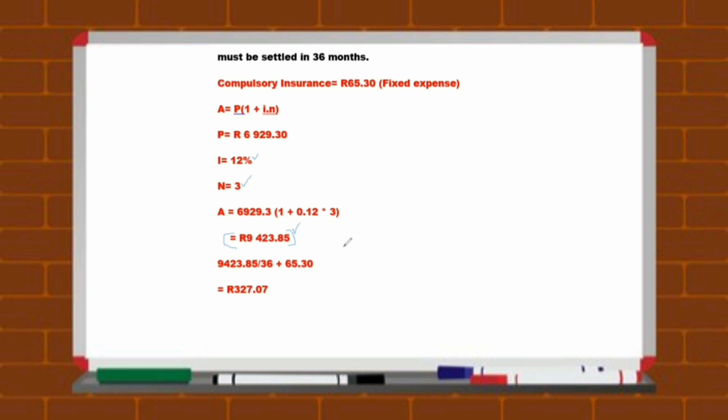Now, this amount you have to divide by 36, because you have to pay it over a period of 36 months. On top of that amount, you also have to pay a fixed expense of insurance. This insurance is compulsory. You don't have an option of not paying it. And that's what makes up your monthly installment. Is it a dishwasher? Yeah, I think it's a dishwasher. So I hope that makes sense.